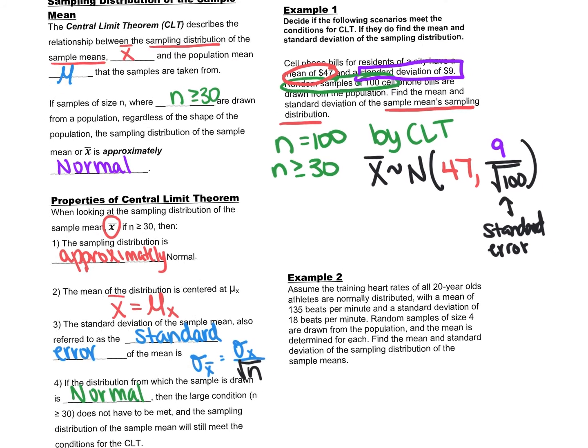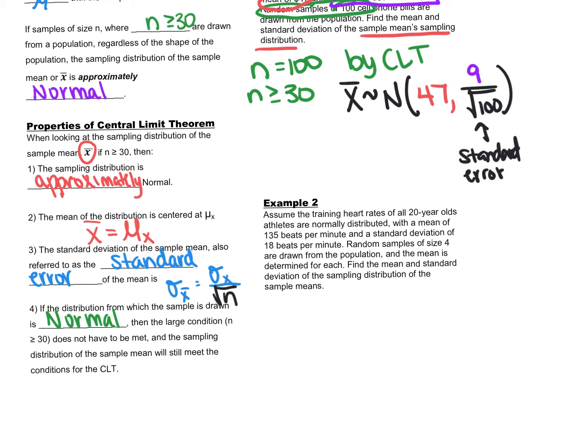So we do the same thing down here on this problem as well. Assume the training heart rates of all 20-year-old athletes are normally distributed with the mean of 135 beats per minute and a standard deviation of 18 beats per minute. Random samples of size 4 are drawn from the population, and the mean is determined for each. Find the mean and standard deviation of the sampling distribution. Again, we're looking at the mean and standard deviation of the sampling distribution of the sample mean.